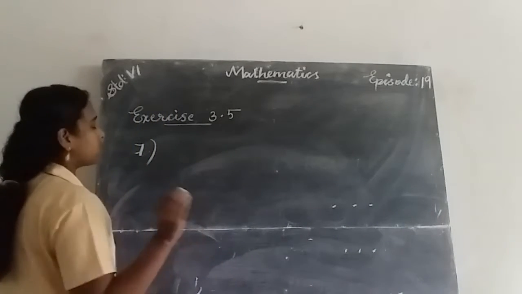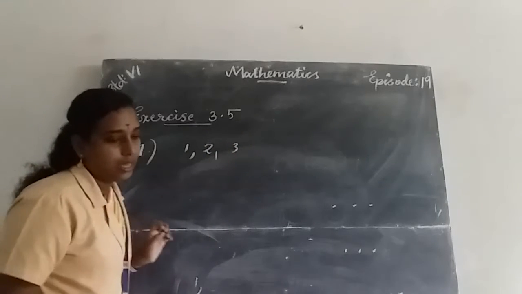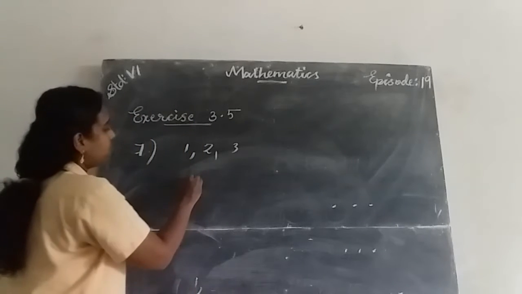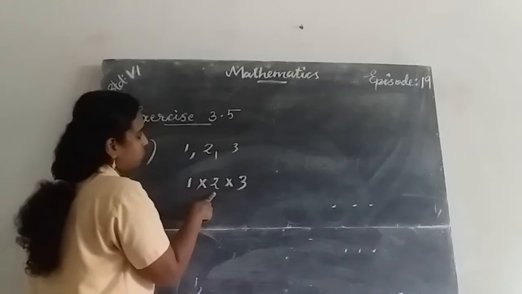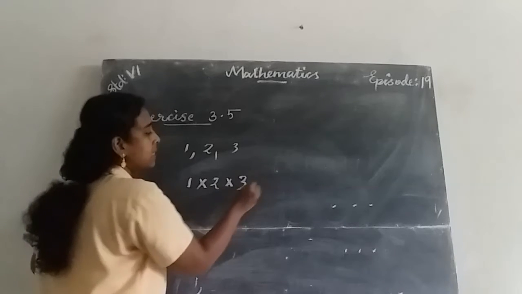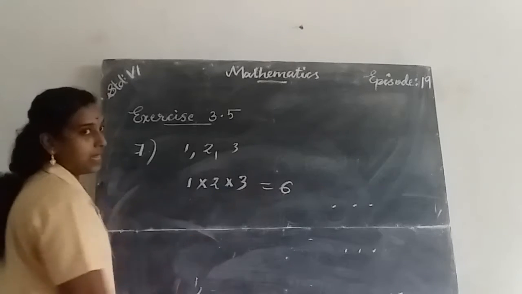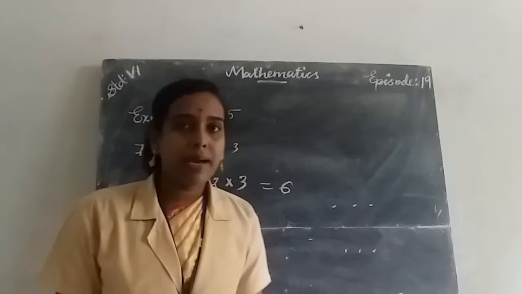So we take first three consecutive numbers. That is 1, 2, and 3. Then we take the product of three consecutive numbers. Product means multiply the three numbers. Then we get 1 into 2 is 2, 2 into 3, 6. So we get 6. 6 is divisible by 6.